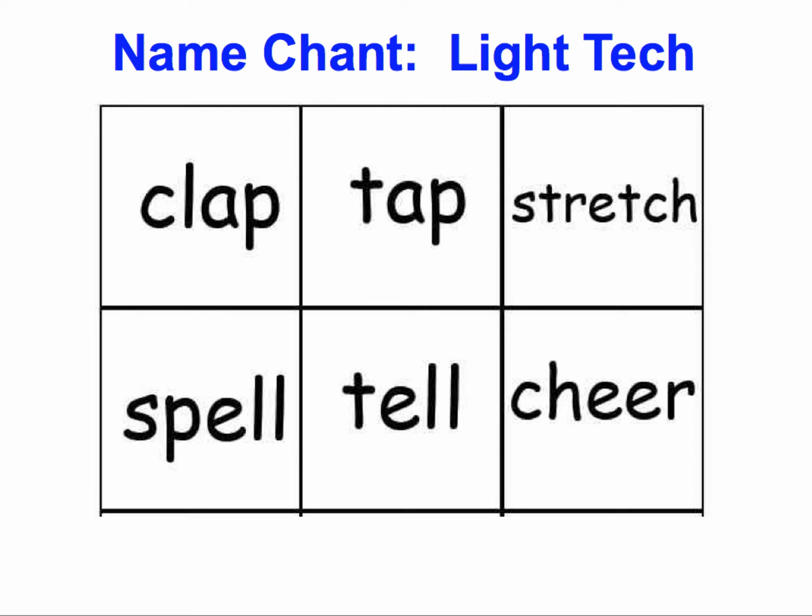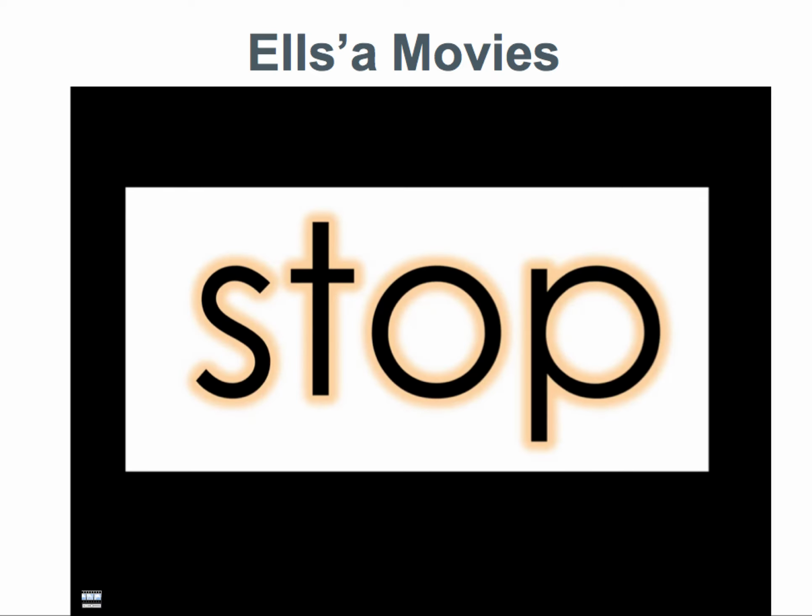So we sometimes will do a name chant with your name or with a word wall word. So let me do this with a name first. Let's say the student's name is Angelina. So clap your name, Angelina. Tap your name, Angelina. Stretch it till it's long, Angelina. Spell your name, and then we're going to spell each letter as we point to it. A, N, G, etc. Tell your name. Angelina. Say it like a cheer. Angelina, Angelina, Angelina. And now let's look at how we might use Explain Everything for that.